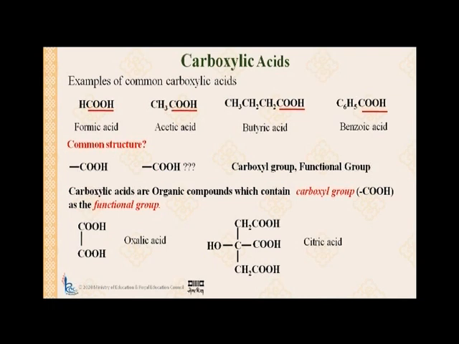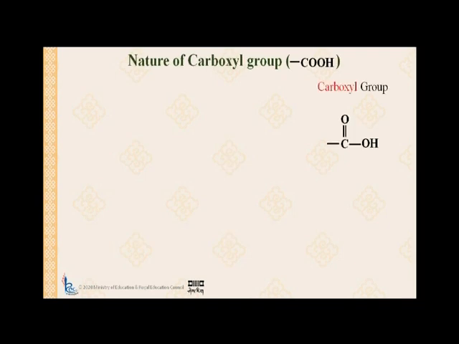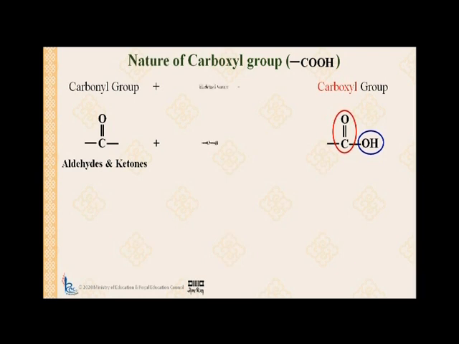So next we are going to look at the nature of the carboxyl group COOH. If I write down the structural formula of COOH or carboxyl group, you will see that this carboxyl group is made up of 2 functional groups. One, C double bond O, is known as a carbonyl group, and OH is known as a hydroxyl group. The C double bond O comes from a carbonyl group which is present in aldehydes and ketones. And OH, known as a hydroxyl group, is present in alcohols.